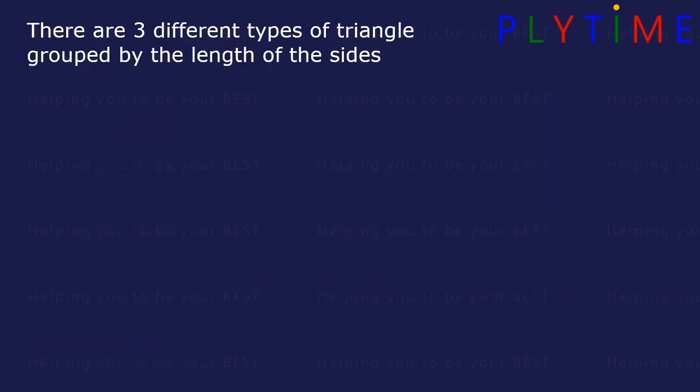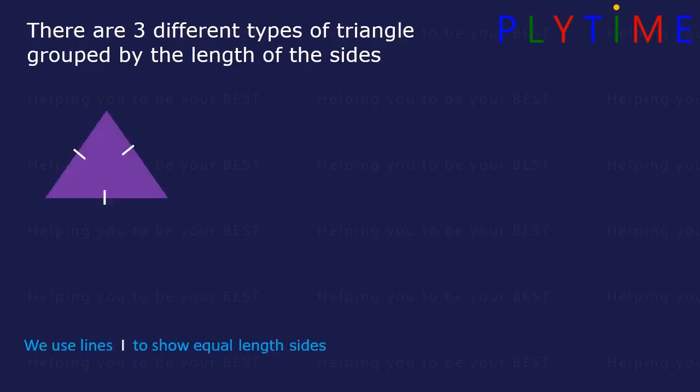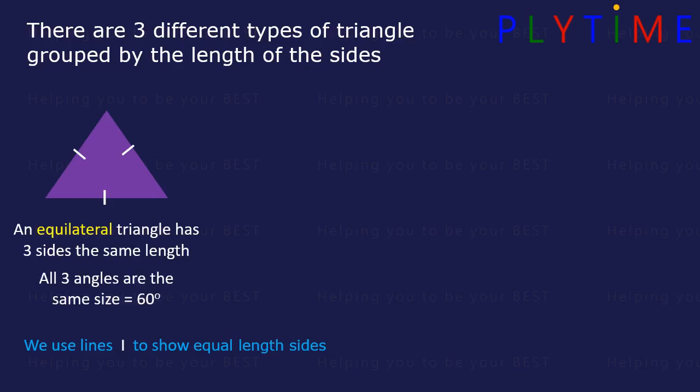There are 3 different types of triangle grouped by the length of the sides. We use these marks to show that they are equal length sides. This is an equilateral triangle and all 3 sides are the same length. All 3 angles are also the same size. They're all 60 degrees.